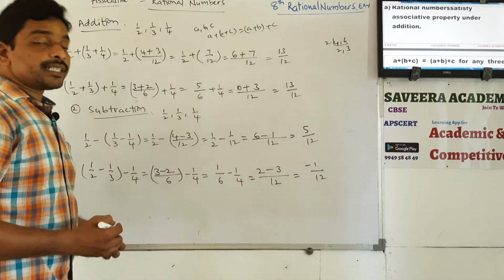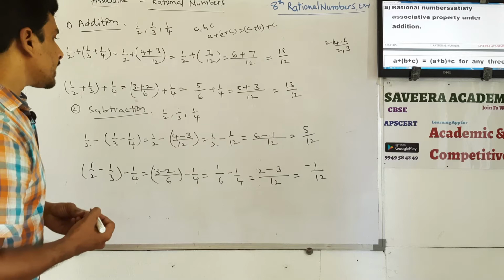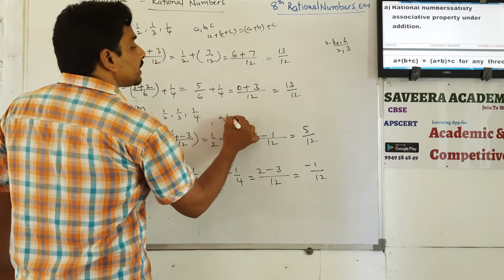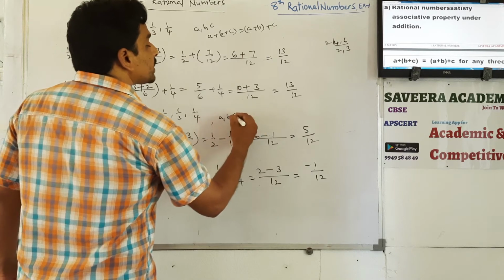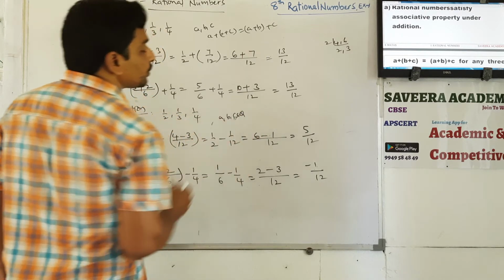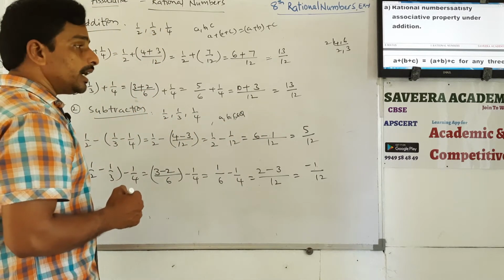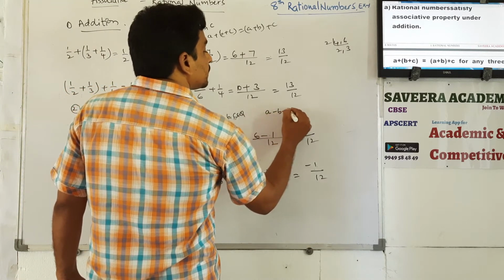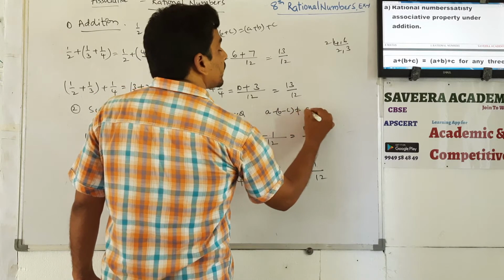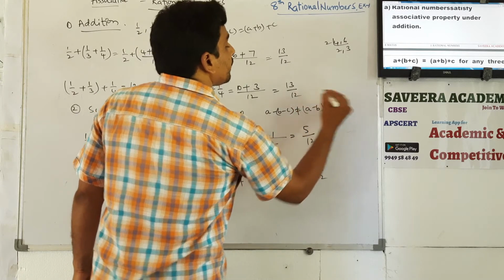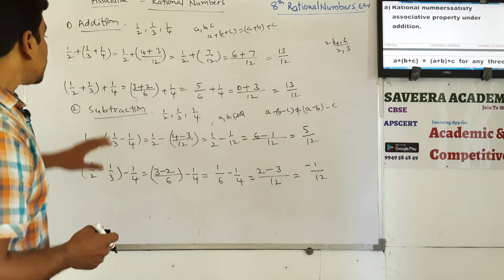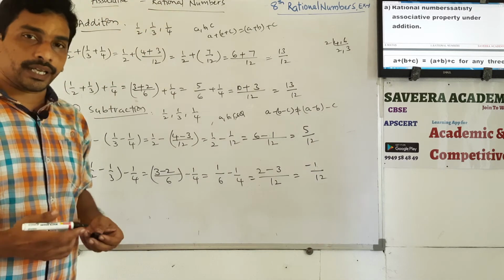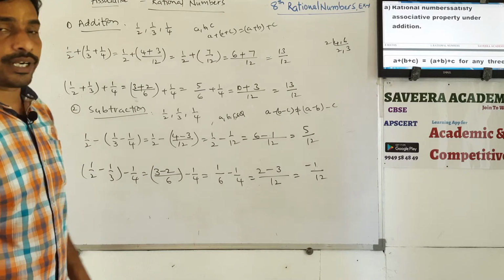So we didn't get the same answer. So what do you say? In the case of A, B, C belonging to Q, where A, B, C are 3 rational numbers, then subtraction (A minus B) minus C is not equal to A minus (B minus C). So subtraction of rational numbers does not follow the associative property. We can say that.